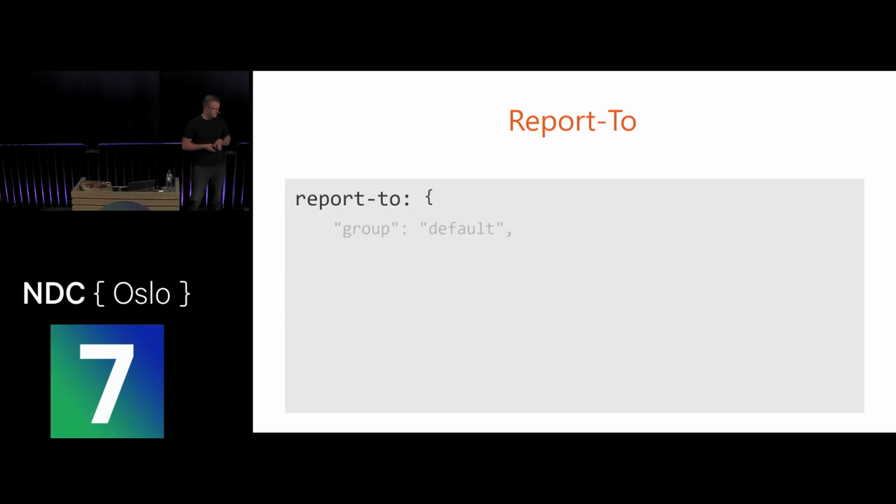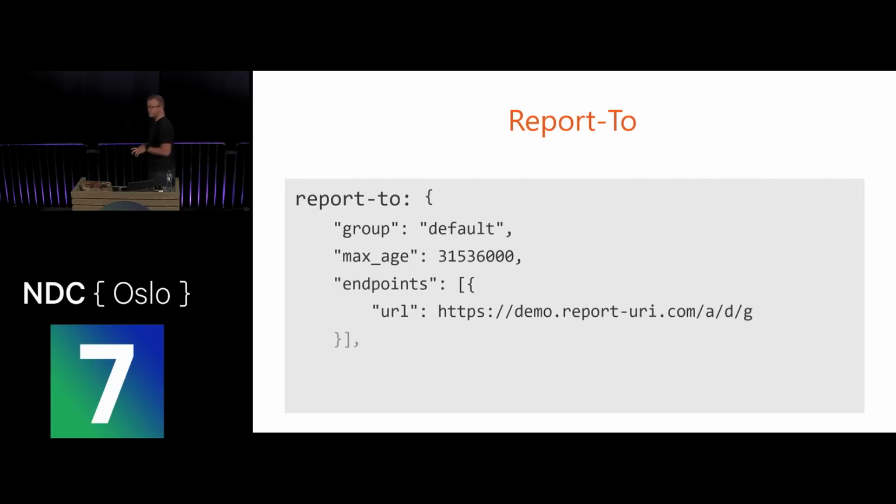So let's just expand that out and take a look inside what that JSON might be. So first of all, you can have a group of reporting endpoints, and you have to give it a name. Here I've just called mine default, just to keep things nice and easy. So it's group default. Now the max age, this is probably where the magic is happening, because max age is the number of seconds that the browser should cache this policy for locally.